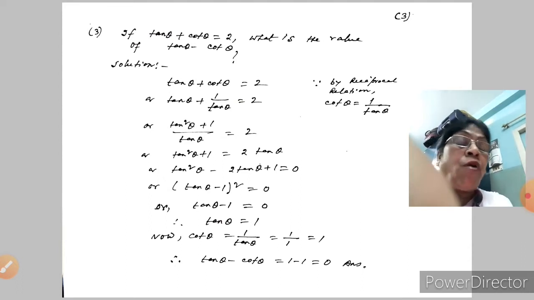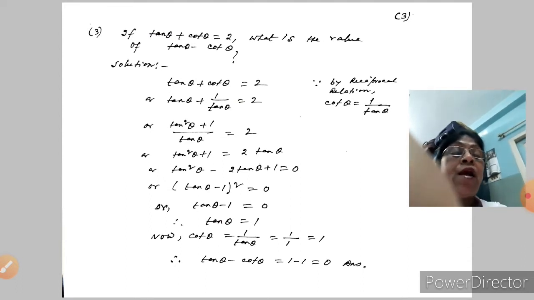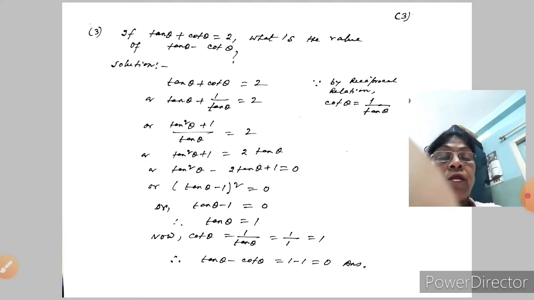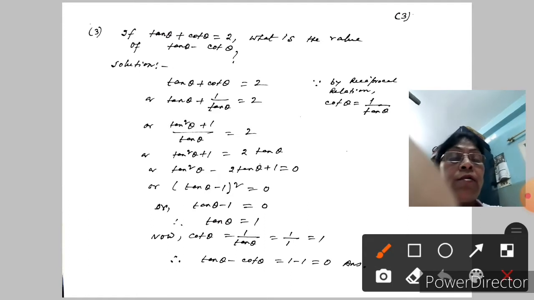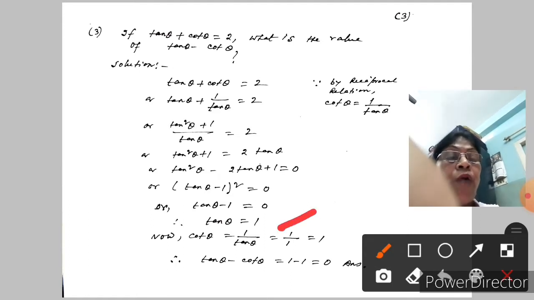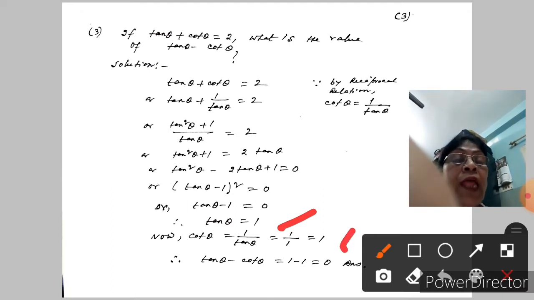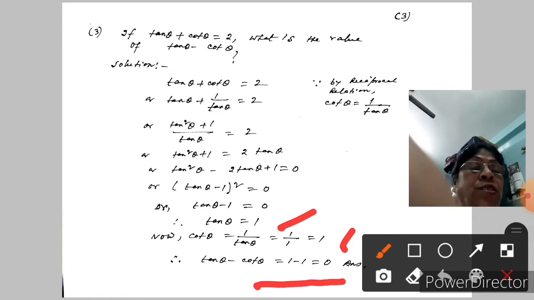Therefore, we have got the value of tan theta. How much did we get? Tan theta is equal to 1, and what is the value of cot theta? We got cot theta is equal to 1. Therefore, tan theta minus cot theta is equal to 1 minus 1, which is 0. This is the answer.